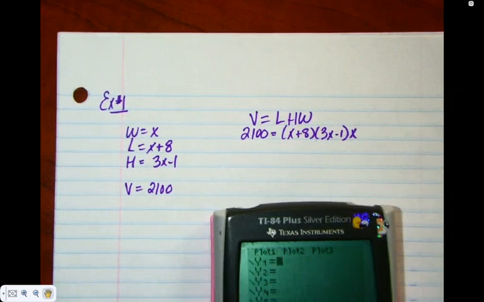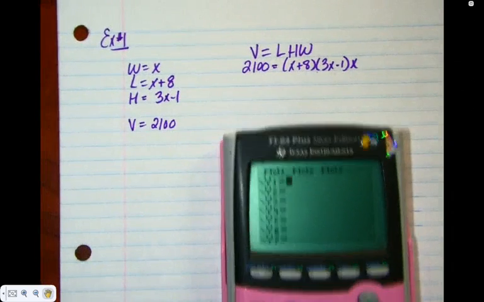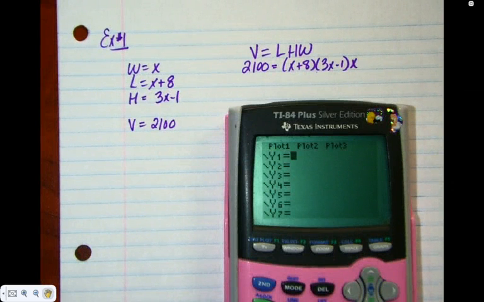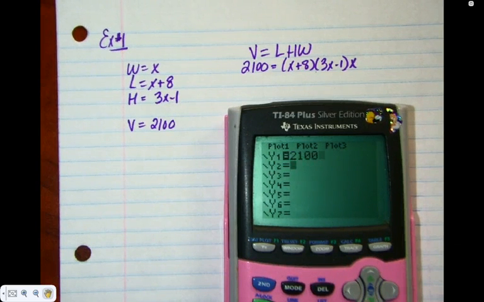Would you like to do method 1 or method 2? I knew you were going to pick one. So 2100 for y1. And this we're going to type exactly what we see. Calculator doesn't care if it's simplified or not.